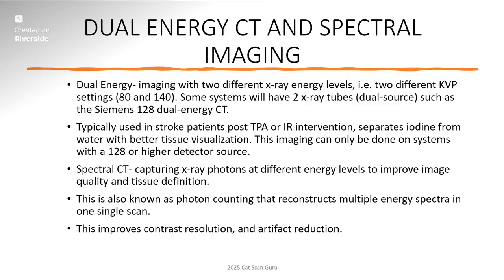Now, there's something that I personally haven't worked with because I haven't had a facility that does spectral CT, which is capturing the X-ray photons at different energy levels, and it improves your image quality and tissue definition. You've probably heard it called photon counting. It reconstructs multiple energy spectra in one single scan. This improves your contrast resolution and really reduces your artifact. I know there are some systems out there where this is possible. I haven't personally worked on it. And of course, I know there's SPECT in nuclear medicine, which is similar to this, except this is built into the whole CT design.